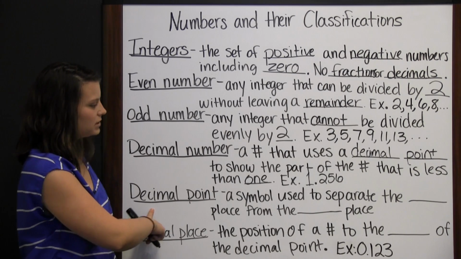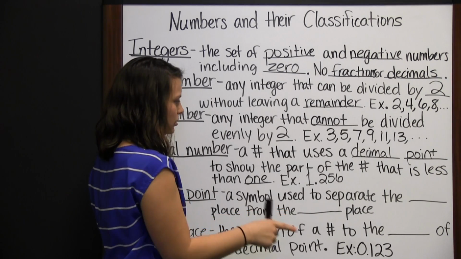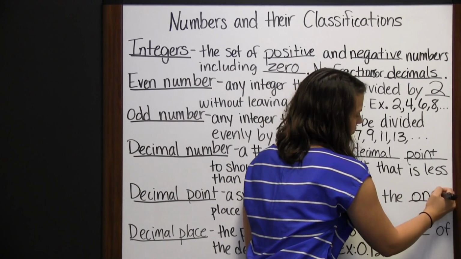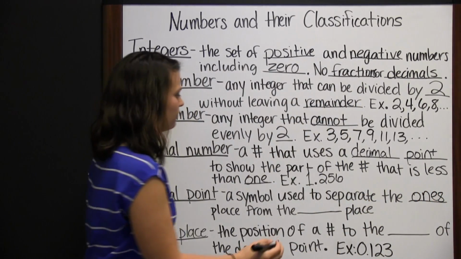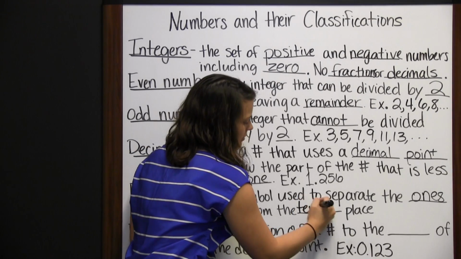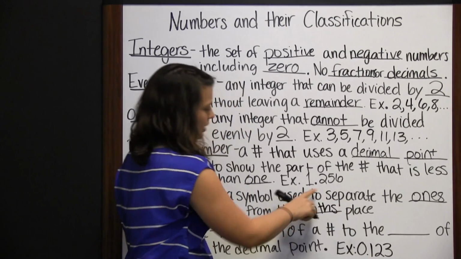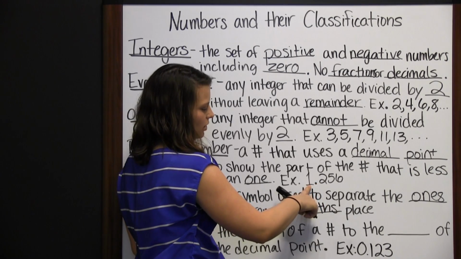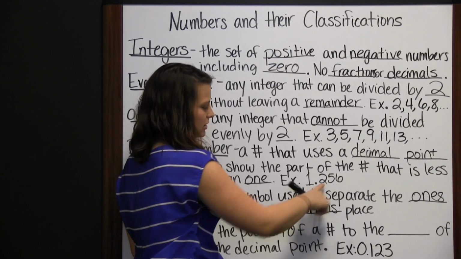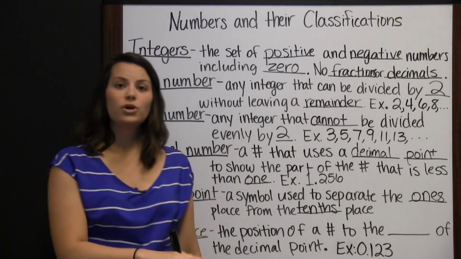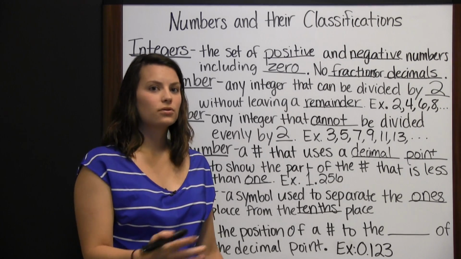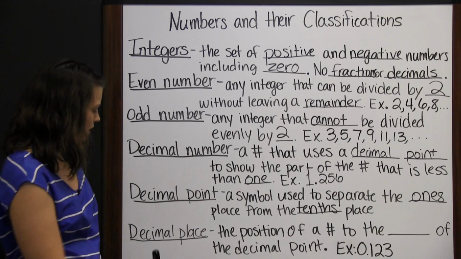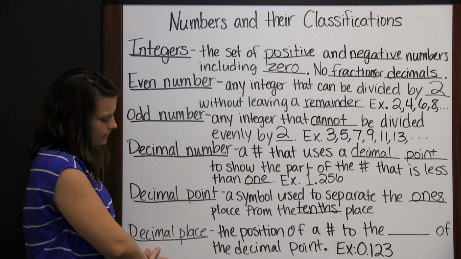And so then we get to decimal point. A decimal point is a symbol used to separate the ones place from the tenths place, like we did in this number right above us. This decimal point separates our ones place from our tenths place. So it shows you which part of the number is 1 or greater and which part of the number is less than 1.